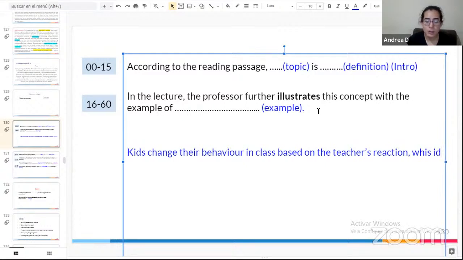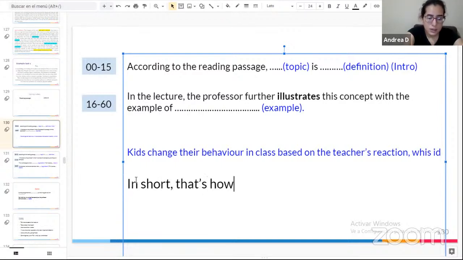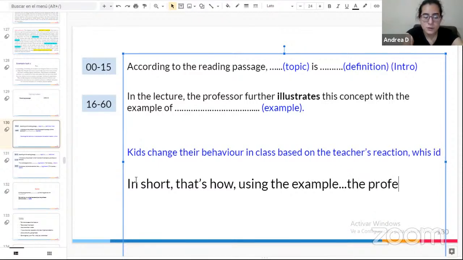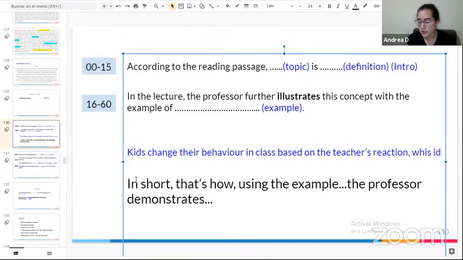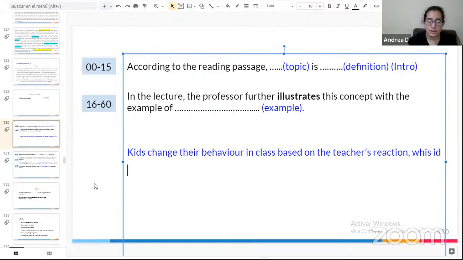Unless you have extra time, you don't have to do one. So in case you have more time, like 10, 15 seconds, you can say something like, in short, using this example, the professor demonstrates. Or if you have less time, you can just say, in short, that's how the professor illustrates or demonstrates this concept. Okay, so that's only if you have extra time. Otherwise, not necessary.